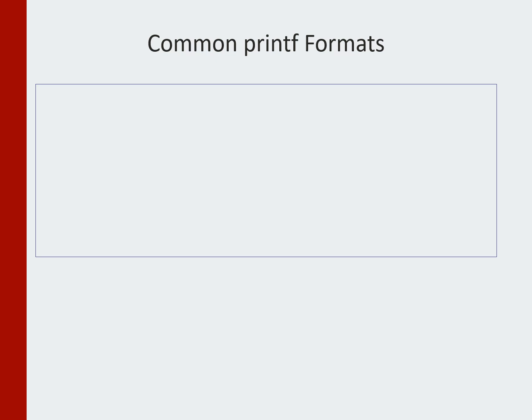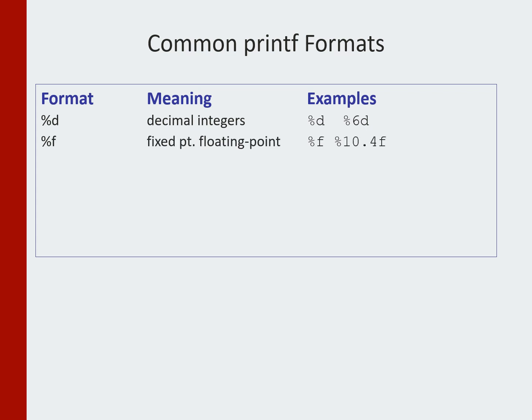Let's go over the 4 common printf formats that we are going to see in this class. %d stands for decimal integers, so you can do %d, and then you can also specify a width with a number, so %6d to say that it's 6 spaces wide. %f is fixed point, floating point, so you can use %f, and then you can specify a width with that number, and then a point something to indicate how many decimal places. So %10.4f means it's going to be 10 wide, and it's going to use 4 decimal points afterwards. %s for a string, %c for a character.